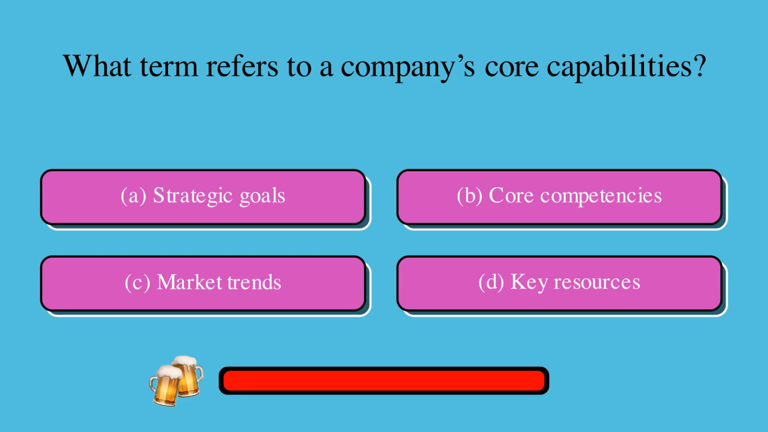What term refers to a company's core capabilities? Is it A, strategic goals, B, core competencies, C, market trends, or D, key resources? The correct answer is B, core competencies.